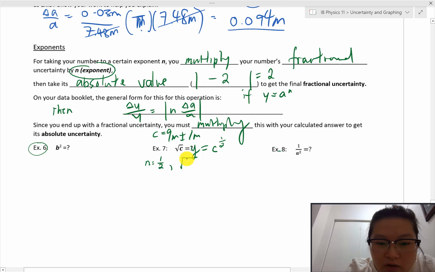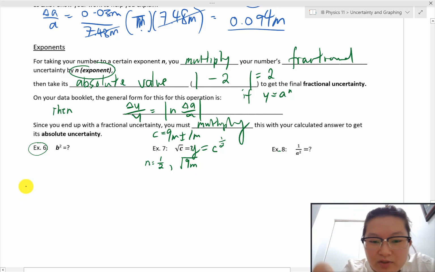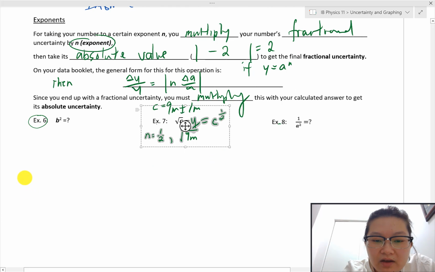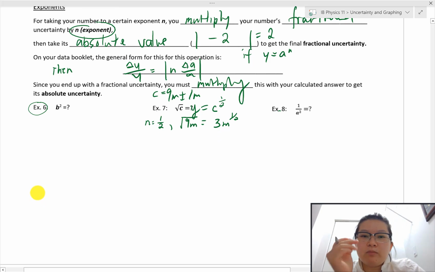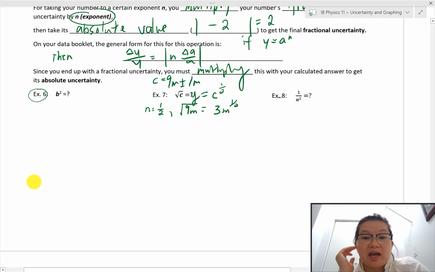So we're going to take the square root of 9 meters. I wish that was meters squared. That's going to give us 3, because the square root of 9 is 3. And for our units, that's going to be meters to the half. So we do the same function to our units as well.